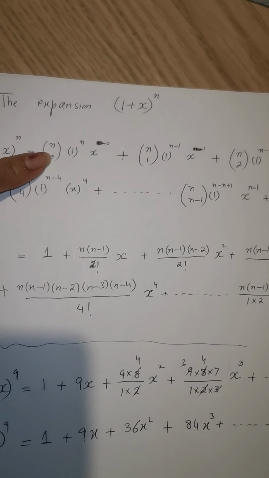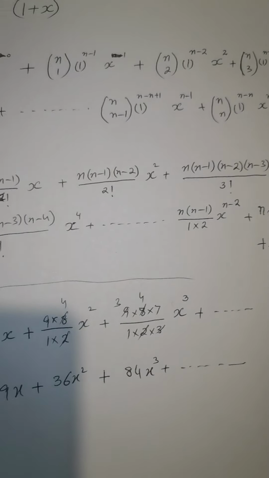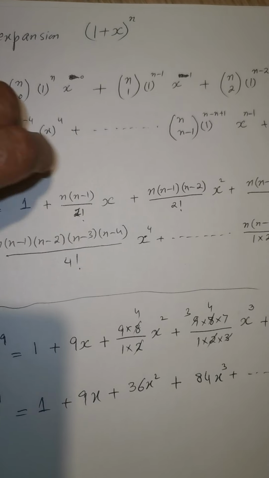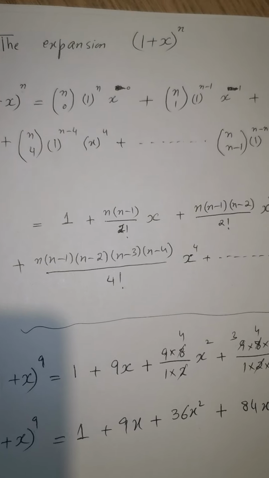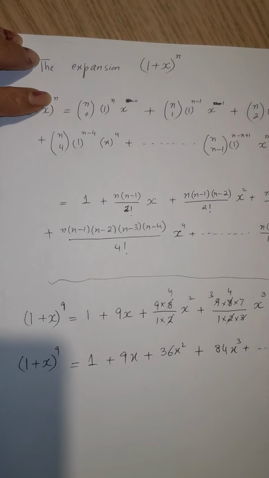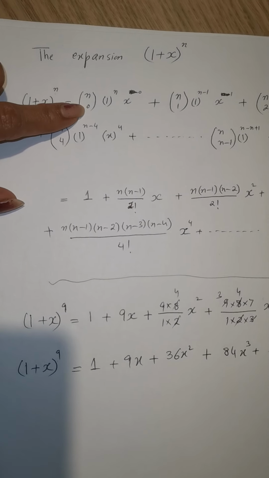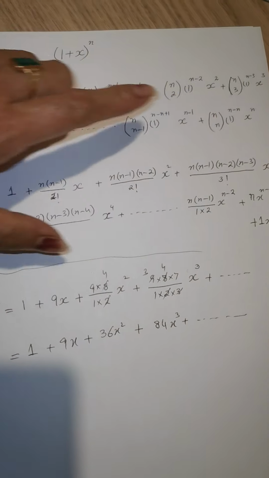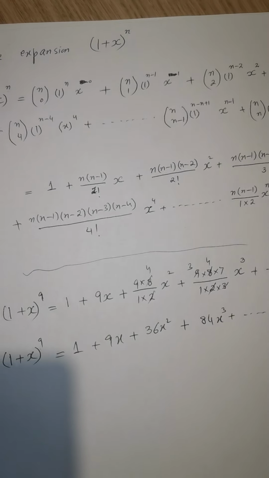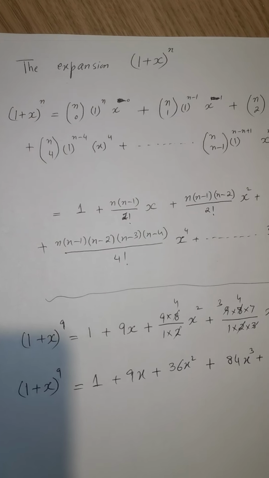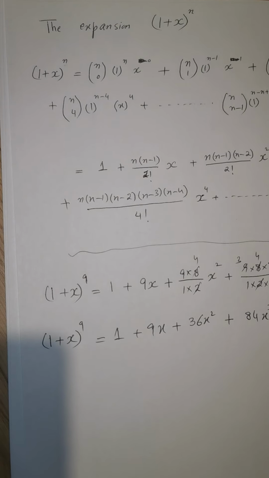You can see nC0, nC1 second term, third term nC2, fourth term is nC3, fifth term is nC4, going to nC(n-1) up till nCn. So remember this thing. If you will keep in mind that we will start from this power n, and in the nC0, in this first expression, it will start from 0, 1, 2, 3, 4 up till n, then it will be easy for you. If you will remember these two things, this binomial expansion will be very easy for you.